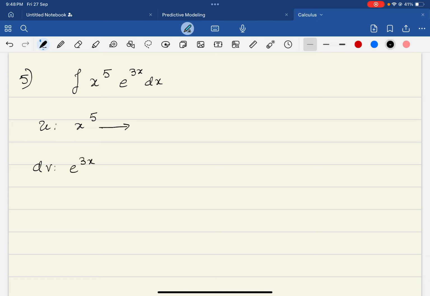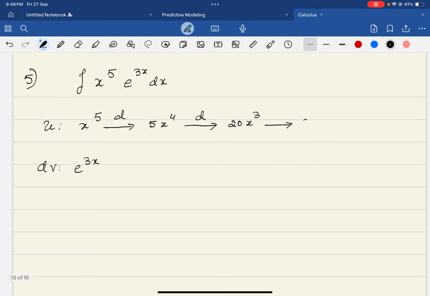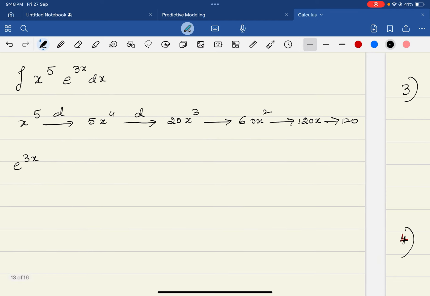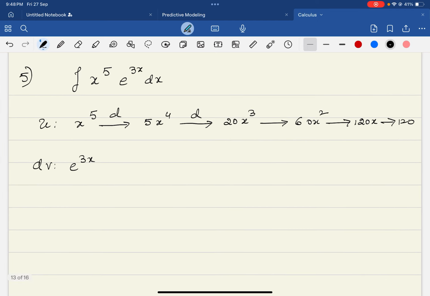So what is x power 5 derivative? It is 5x power 4. Its derivative is 20x cube. Its derivative is 60x square. Its derivative is 120x. Its derivative is 120. And its derivative is 0.